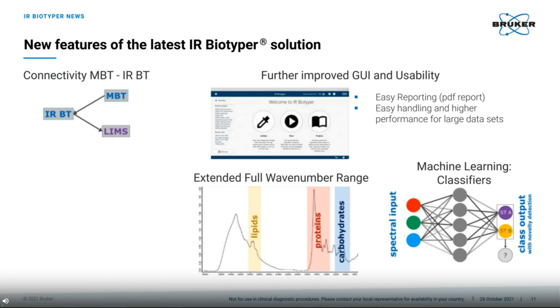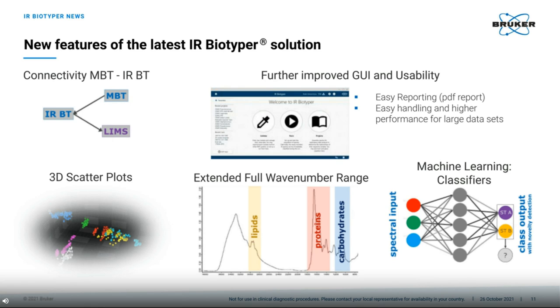We have extended the wave number region so that we can cover also the lipids, proteins. The carbohydrate region still remains very important. Most of the differences are in this region. And there are some new, very nice visualization tools really helping our customers, for instance, like a 3D scatter plot and other tools to visualize and display your data.